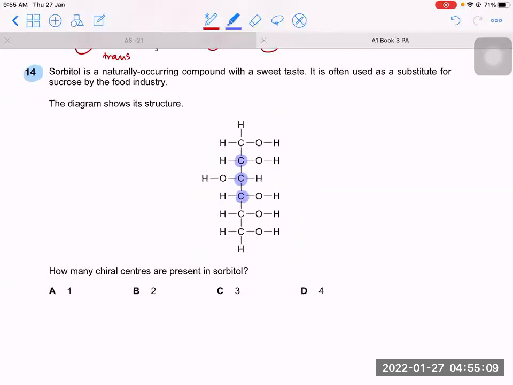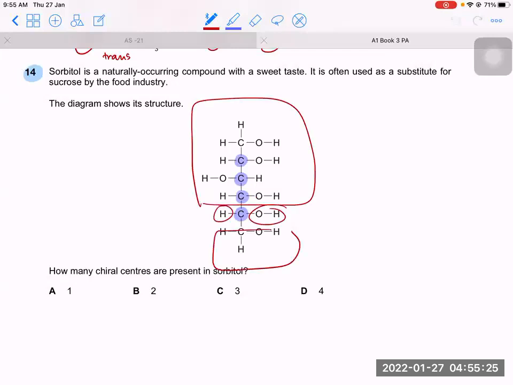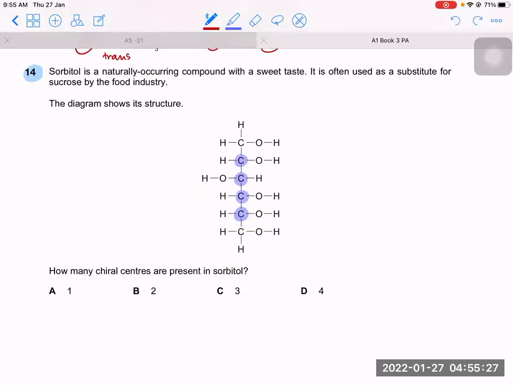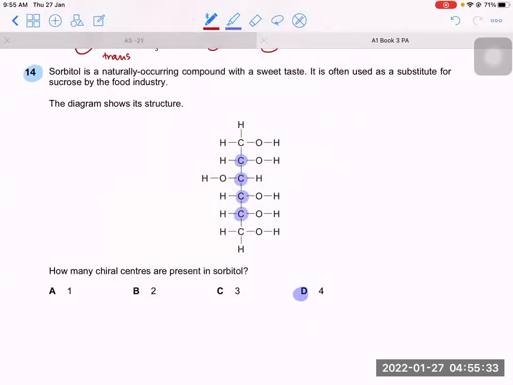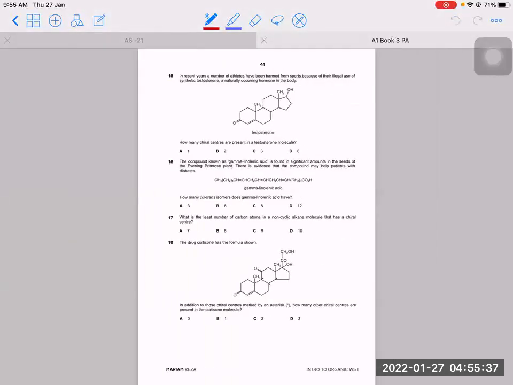Can this be chiral? Yes. H, OH, 3 carbons here, 2 carbons here. This is also chiral. Can this be chiral? Yes. H, OH, 4 carbons at the top, 1 at the bottom here. Yes, it is chiral. Can this be chiral? No. Why? 2 H's. How many total chiral centers? Is this understood? Do you guys get this?